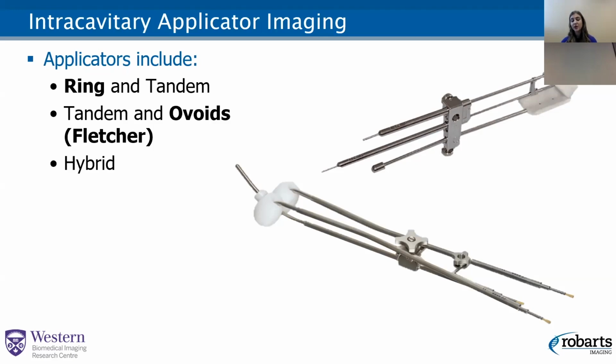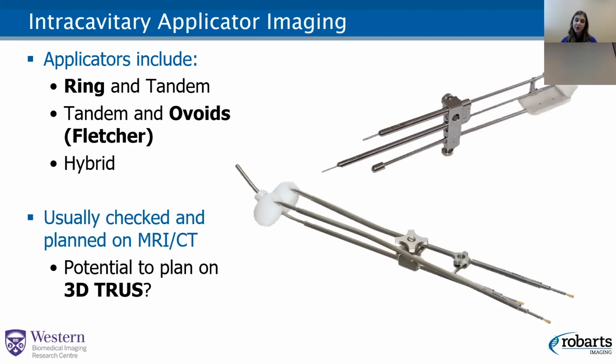And so currently, these applicators are typically evaluated and planned using MRI or CT. And so really our big question was, is there the potential to be able to plan with these applicators using a 3D transrectal ultrasound? And this is of particular interest because these are typically used for cervical cancers, which has a really high prevalence in developing countries, which tend to be lower resource centers.